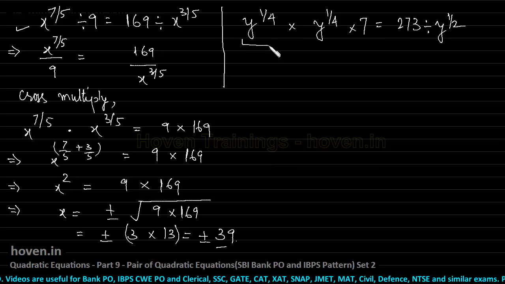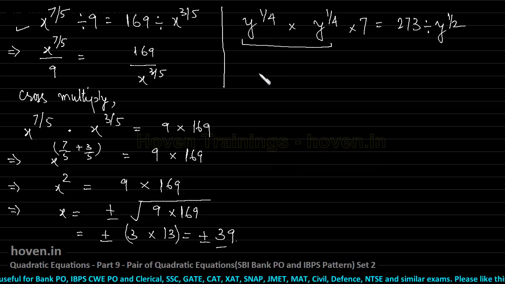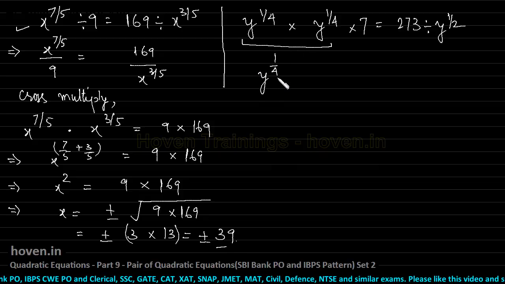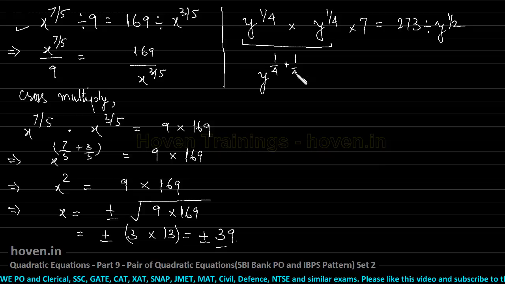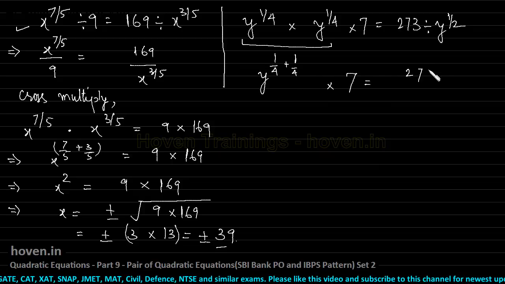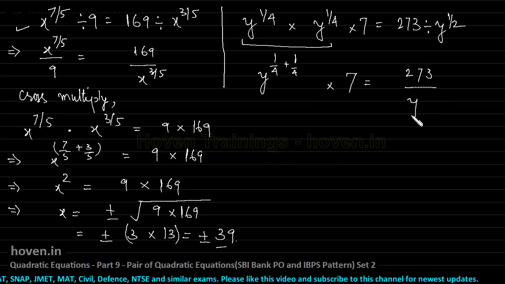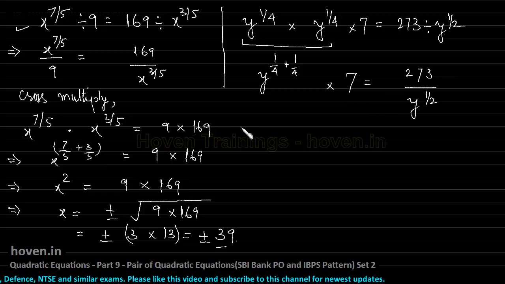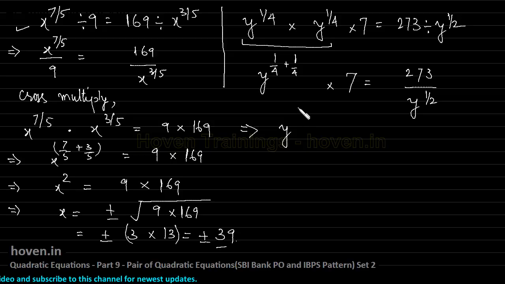Let us add these powers. It will become y raised to the power 1 by 4 plus 1 by 4 multiplied by 7 is equal to 273 by y raised to the power half. This divide has been changed into half, which implies this is 1 by 4 plus 1 by 4. What is this? 4 LCM, 1 plus 1 is 2. So it is y raised to 1 by 2 into 7.